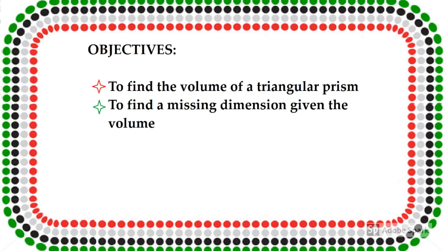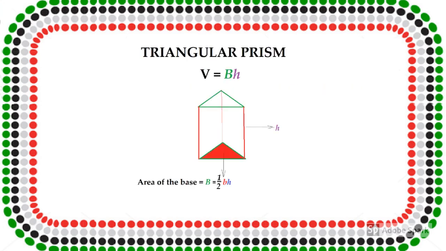Now, let's move to the main lesson. We are going to find the volume of triangular prism, and we are also going to find the missing dimension when volume is given. The figure shown here is a triangular prism. And the formula for the volume of triangular prism is equal to base times height. The area of the base, remember, it is always 1/2 base times height. And we're going to always get the area of the triangle because it is a triangular prism.